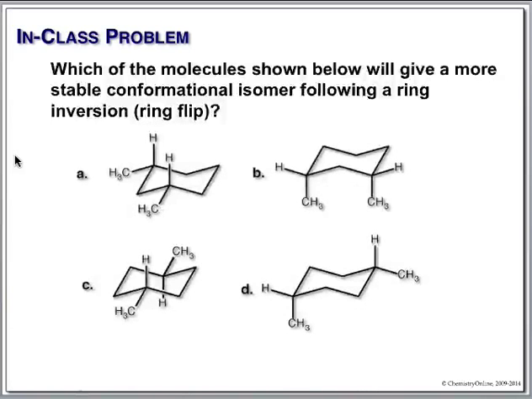All right, if we do a ring flip, which of these will revert to a more stable stereoisomer? B. Here we have two equatorials. We ring flip, they both become axial. That's bad. Here we have two equatorials. We ring flip. They're axial. That's bad. Axial equatorial. We ring flip. We have axial equatorial. No change. Up here, we have two axial. They will both become equatorial, and that's good.